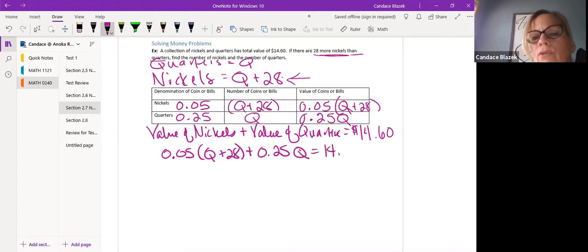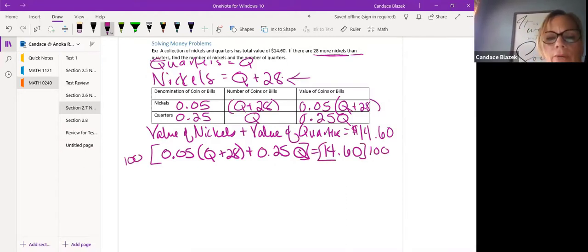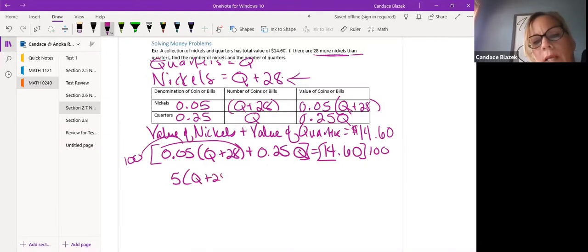And my total value is $14.60. For this example, I would like to clear my decimals because I have decimals everywhere. To do that, since I have 2 spots to the right of the decimal on all 3 of those terms, I'm going to multiply the left side by 100, which means I have to multiply the right side by 100. So 100 will go towards this first term, and I have 5 times q plus 28. And then this 100 will be times the second term, which is 25q.